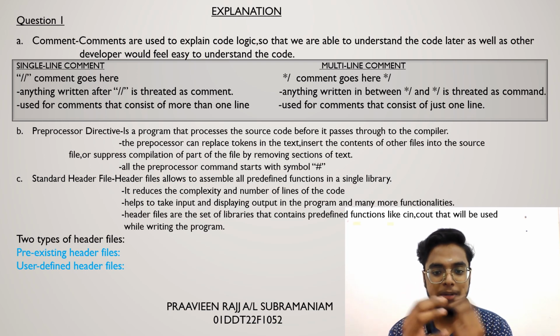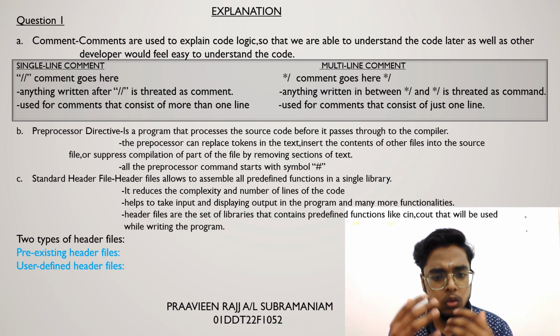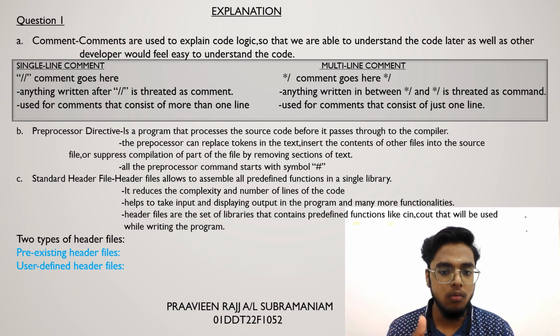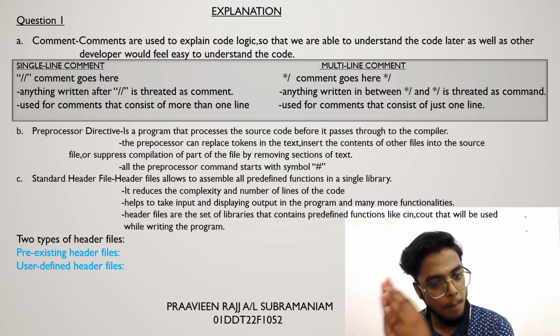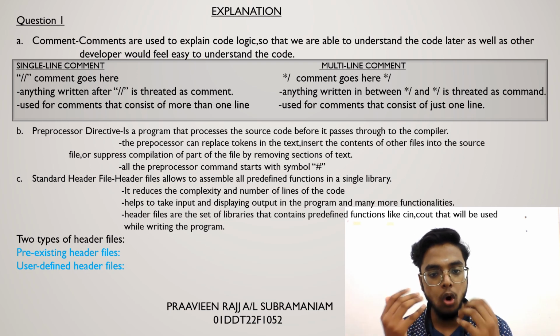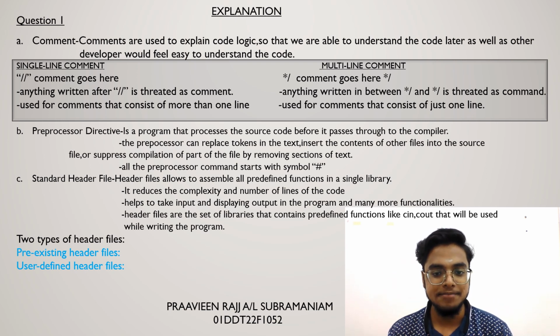As I said, there are two types. Firstly is the single line comment, and second is the multi-line comment. A single line comment has a double slash in front of the coding. The multi-line comment has a slash and asterisk at the front and an asterisk and slash at the end. Anything written between them is treated as a comment.